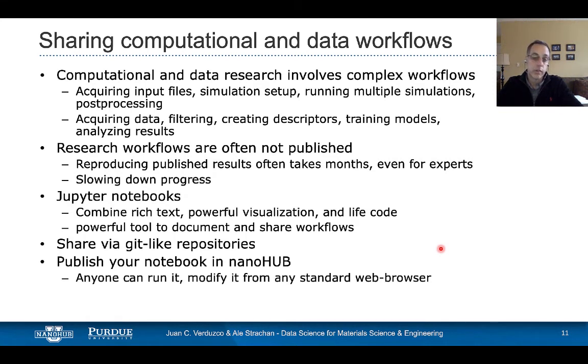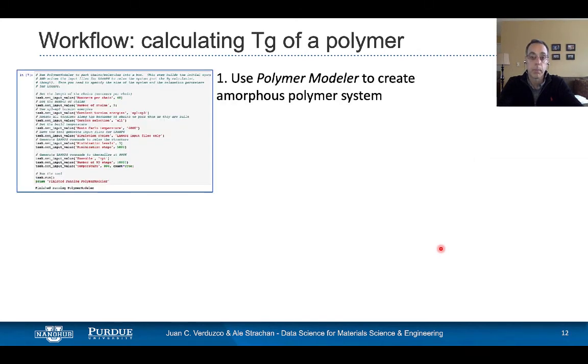The interesting thing about publishing something in nanoHUB is that folks can actually run it in nanoHUB using cloud computing from any standard web browser. So it's, in my opinion, an attractive avenue. Let me show you some examples. This is a workflow that uses a set of simulation tools to predict the glass transition of a polymer.